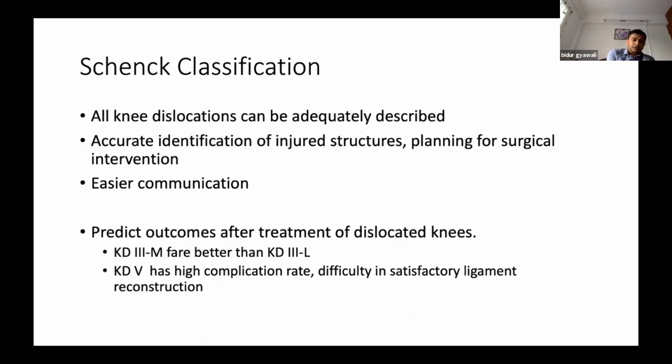This classification addresses most of the problems faced with knee dislocation classification systems, and all of the dislocations can be adequately described using clinical assessment and imaging assessment, with accurate identification of the injured structures and planning for the surgical intervention. It is easier to communicate between colleagues. It also predicts the outcome after treatment of the dislocated knees, like KD3M fares better than KD3L, and KD5 has a high complication rate.